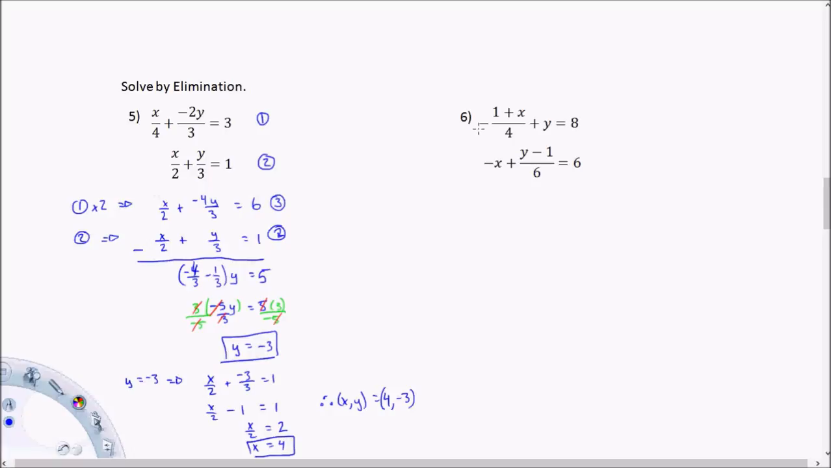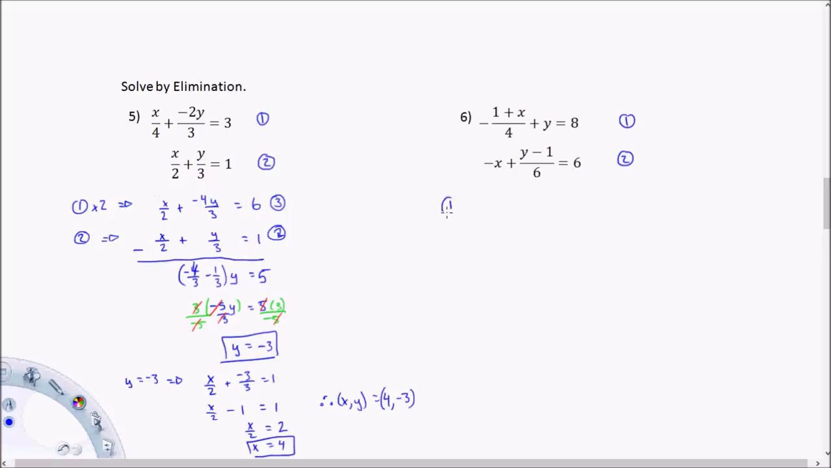Finally, we have question 6. So this one looks probably the most confusing out of any of the questions here. But we can simply rearrange and isolate for x and y, or not isolate for x and y, but work them into a workable form.